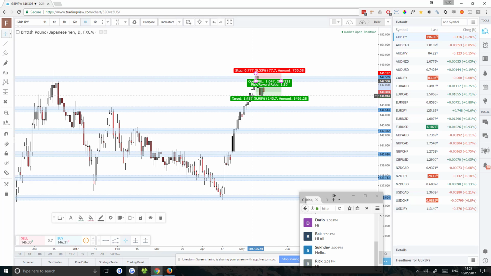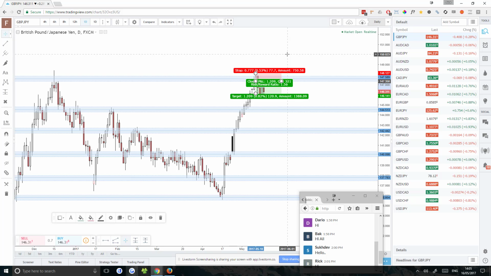Nice little profitable trade to add to the current streak I'm in since the week before last, where I shared those other awesome trades. So yeah, all doing pretty well. GBP JPY trade, I'm happy with that.